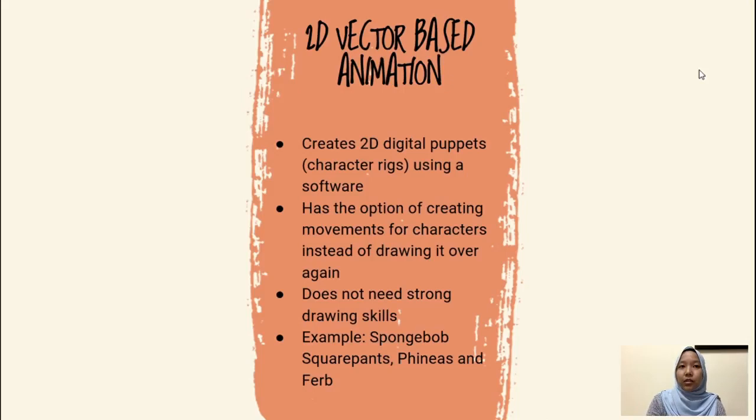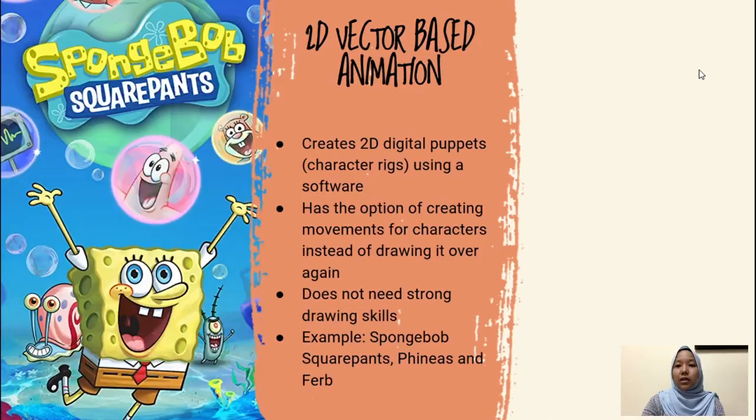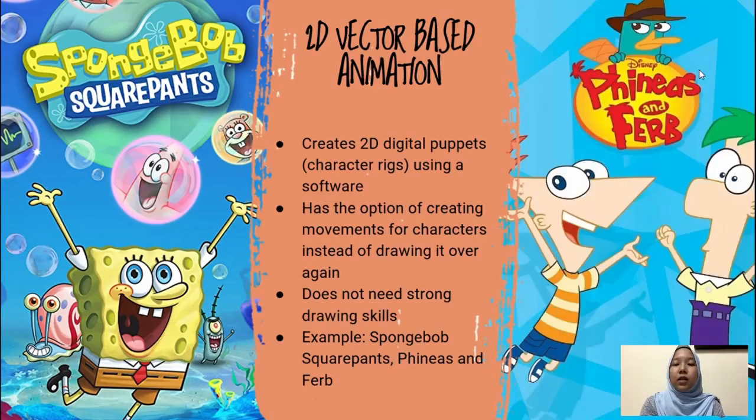traditional animation. 2D vector-based animation also gives flexibility to animators, especially to those who don't have strong drawing skills, because it only involves the use of software. However, in traditional animation, strong drawing skills are needed and very important. Examples of 2D vector-based animation are SpongeBob SquarePants and also Phineas and Ferb.